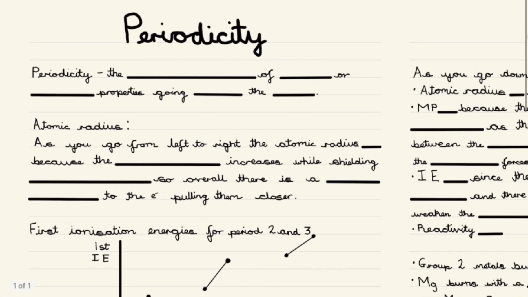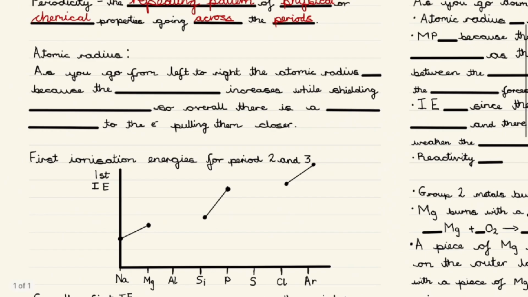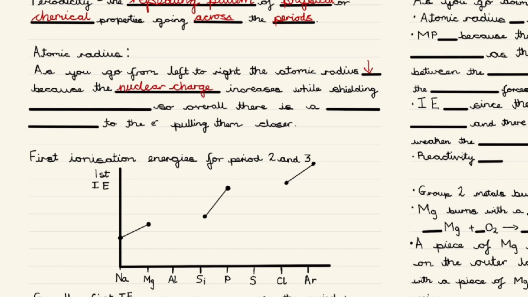So the first bit of this section is periodicity. Periodicity is defined as the repeating pattern of physical or chemical properties going across the periods. For the atomic radius, as you go from left to right, the atomic radius decreases, and this is because the nuclear charge increases while shielding stays the same. So overall there is a stronger attraction to the electrons, pulling them closer.